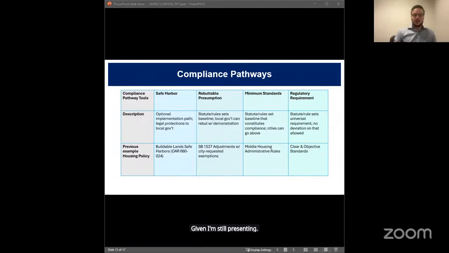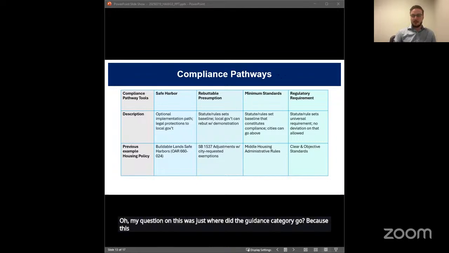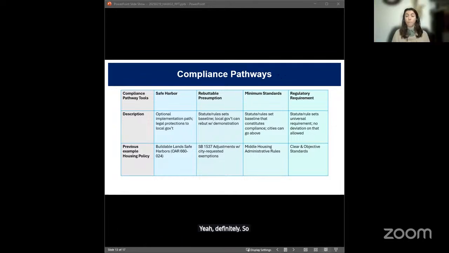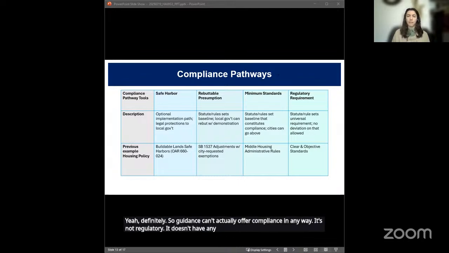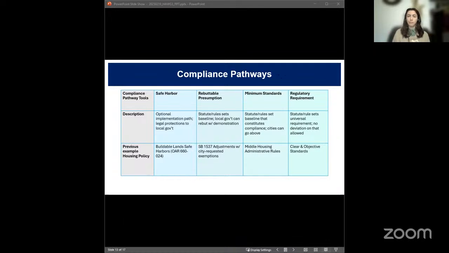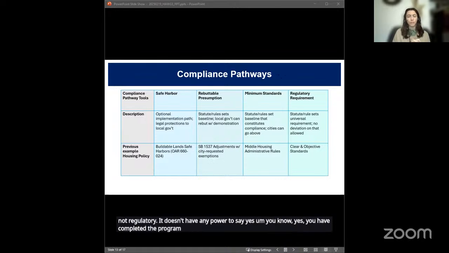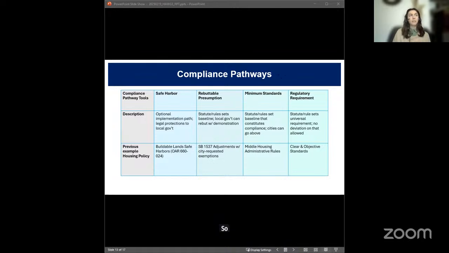My question on this was just where did the guidance category go? Because this has changed since the last time we saw it, and the guidance is no longer included. Yeah, definitely. Guidance can't actually offer compliance in any way. It's not regulatory. It doesn't have any power to say, yes, you have completed the program requirements. Only rules can do that. So we presented it to help frame our understanding of program design generally, but in terms of the options we have to actually provide a compliance pathway, it wouldn't be able to serve that purpose.